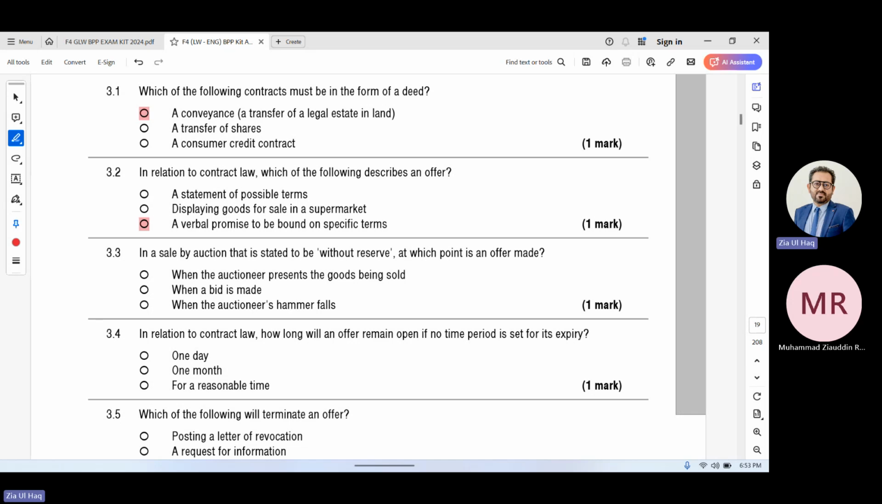So in a sale by auction that is stated to be without reserve, at which point is an offer made? When the auctioneer presents the goods being sold, yes, that is an offer from yourself. The other party just has to accept it. When a bid is made, no, that is with a reserve price. When the auctioneer's hammer falls, no, the hammer ultimately falls in the bidding process. So option A.